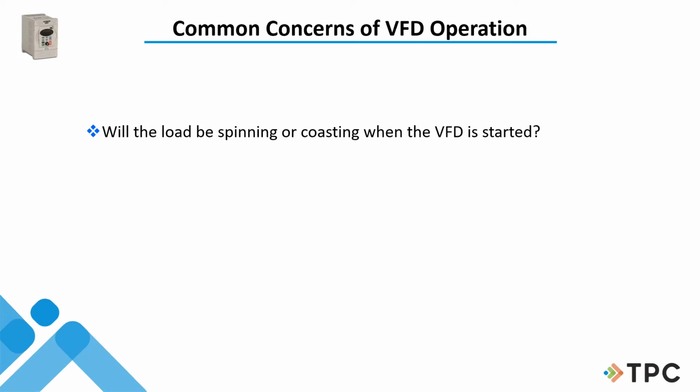This is kind of one for fans and pumps and things. Will the load be spinning when I go to start it? That's a problem for some drives. If it doesn't have the parameters where I can tell the drive, hey, this is going to be turning when I turn it on, then it won't know that. With the parameter, it will bring the drive up to catch up to that speed and then take off with it. So it's a parameter in the drive, and it has to be set properly.